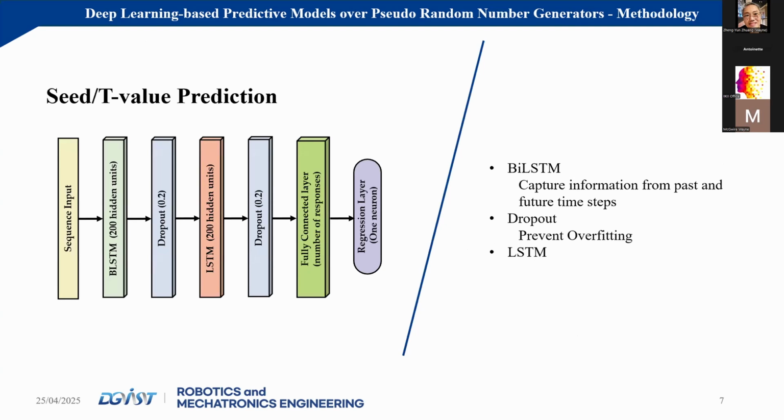Moving on to the methodology, we have two networks. This is the first network. It aims to forecast the seed value of LFSR and the T value of LCG. The first layer is the BiLSTM layer, which processes the input sequence bidirectionally, allowing it to capture information from past and future time steps. Following the BiLSTM layer is a dropout layer, which randomly removes neurons during training to prevent overfitting. Then we have an LSTM layer to capture temporal dependencies, followed by another dropout, then fully connected and regression.